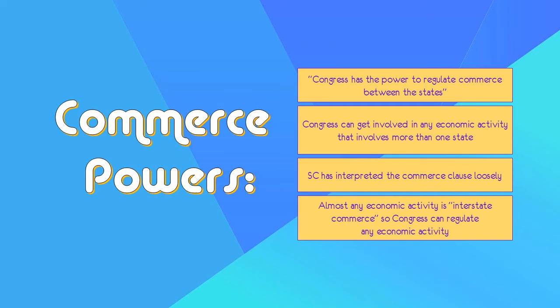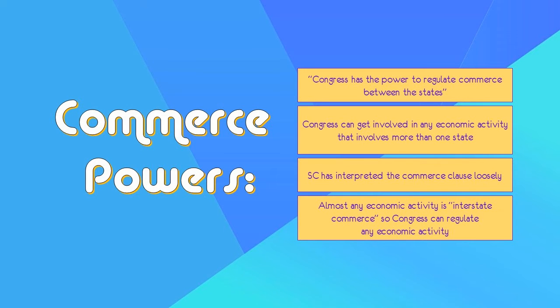So the first of these powers that we would interpret, I hope this is burned into your brain at this point, we've talked about a lot. Congress has the power to regulate commerce between the states. So we went through Gibbons versus Ogden. We've looked at this case before. We've looked at interpretation of the Commerce Clause. And what we know is that in a modern interpretation, Congress can get involved in any economic activity if it's going to involve more than one state. Any economic activity is going to involve more than one state at this point, pretty much. So the Supreme Court has interpreted the Commerce Clause very loosely, and that's resulted in Congress with a tremendous amount of power. Almost any economic activity is going to meet the interstate commerce bar. So that's going to give Congress the power to regulate any economic activity.